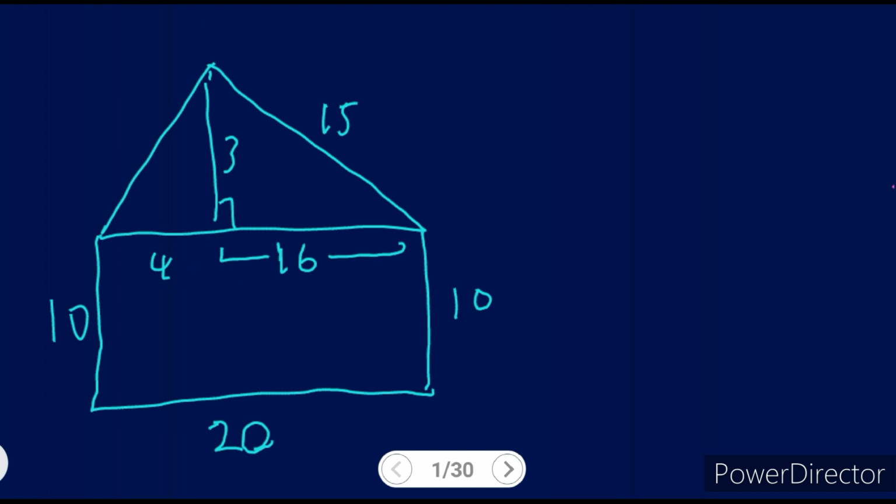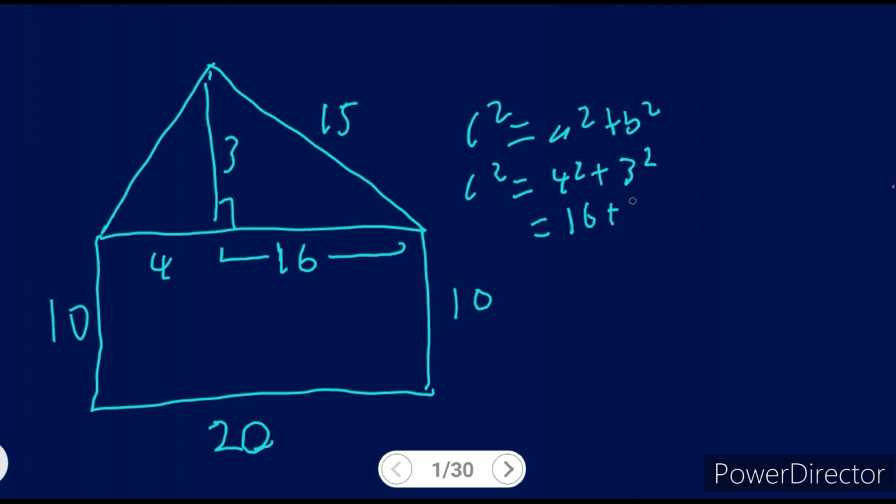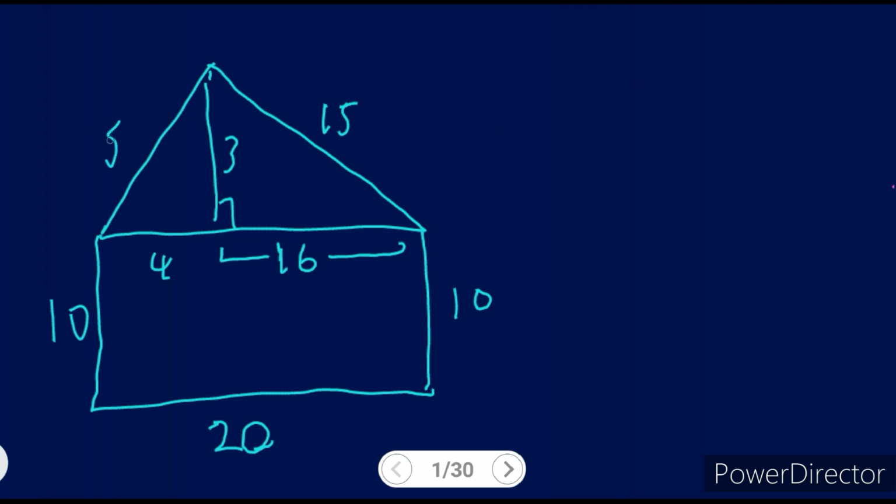Then we can use Pythagoras theorem to find that. So c squared is equal to a squared plus b squared, where c squared is the hypotenuse, what we're looking for. So we're going to have 4 squared plus 3 squared. Then 4 squared is 16, 3 squared is 9, so we're going to have 25 equals c squared. Then when we square root both sides, c is equal to 5. So we found the hypotenuse. So the hypotenuse is equal to 5. So we're going to have 5 here.